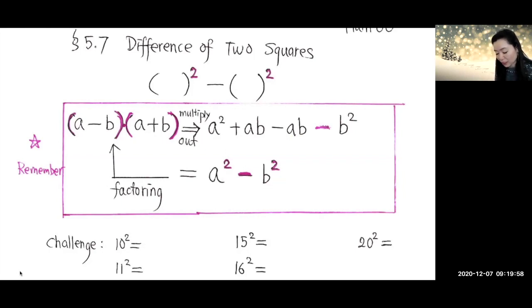Now, when you multiply this difference of a and b with the sum of a and b, we get the difference of two squares, which is a squared minus b squared. This is called multiplying out. And if we go backward, we can factor a squared minus b squared as a minus b times a plus b. This is called factoring. So if you get a difference of two squares, we can factor that into the difference of the bases times the sum of the bases. Okay, so that's a pattern.